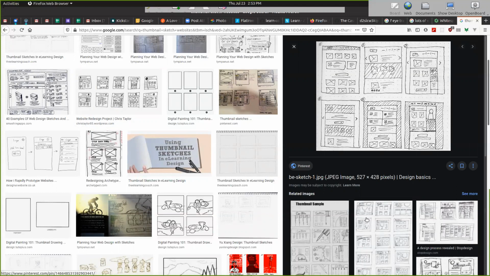Once you've done your thumbnail sketches, you look for promising patterns or things that you think might best reflect your content inventory. And I'll spend probably in the neighborhood of 15 minutes or so on a wireframe.